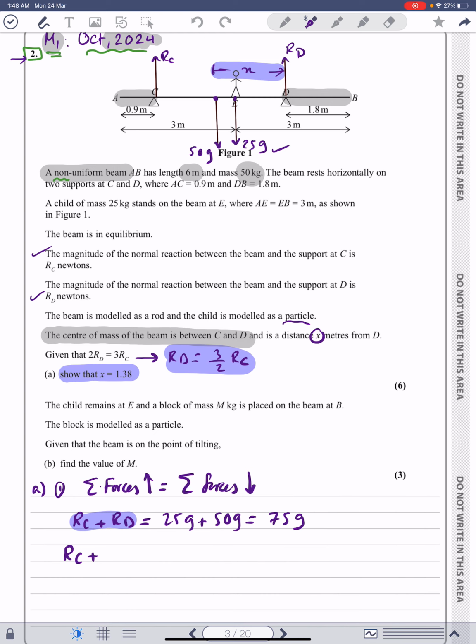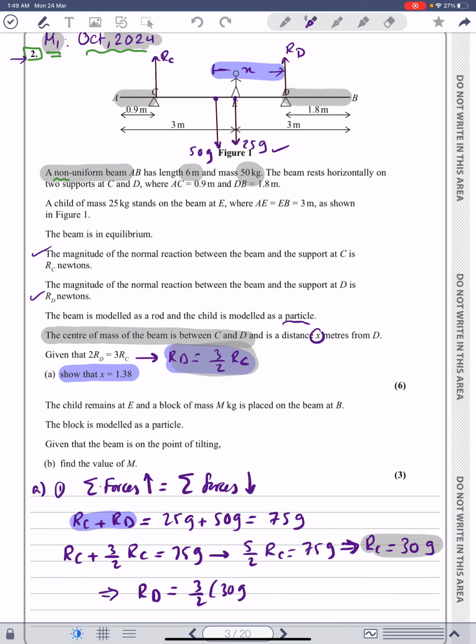RC plus 3 over 2 RC equals 75G. By simplifying the left-hand side, getting 5 over 2 RC equals 75G. Calculator if you are not fast, guys. Don't do mental if you are not that good. RC in numbers, which is divided by 5 over 2, is 30G newtons. By replacing 30G newtons into this formula here, getting RD equal to 3 over 2 times 30G, which is 45G newtons.